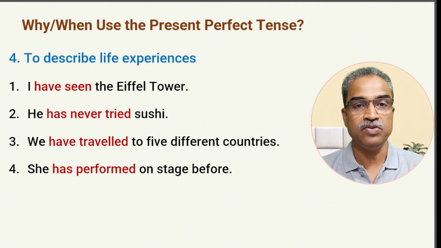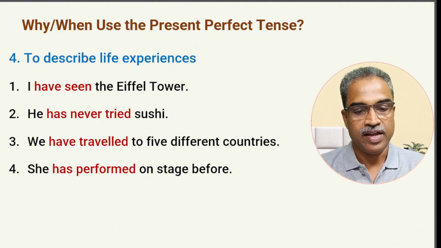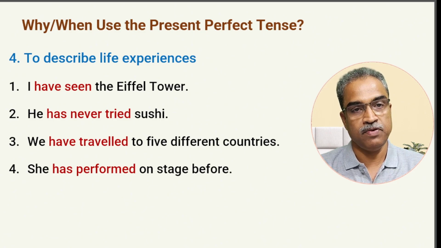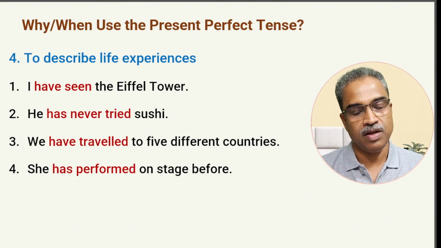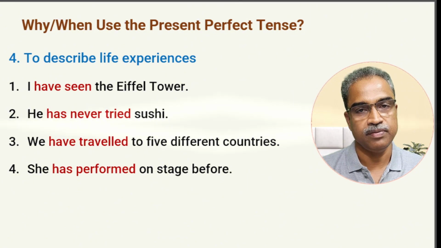5 different countries. Traveling to these countries has been a great experience. Next is, she has performed on stage before. So she has this experience of performing on stage earlier also. So in this, to describe our life experiences, we use present perfect.